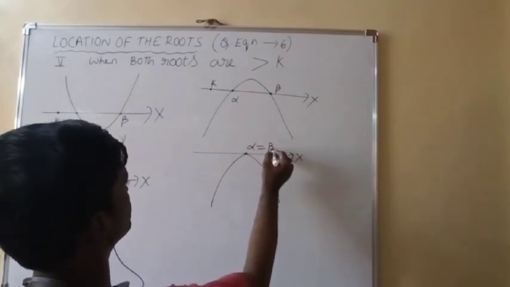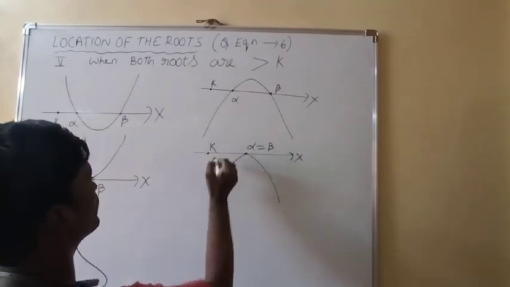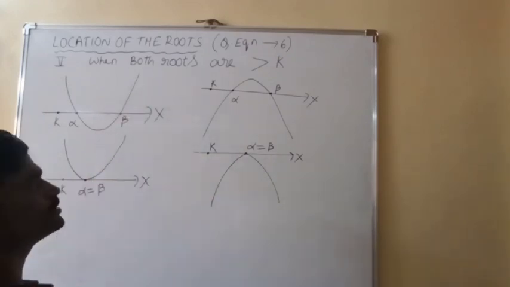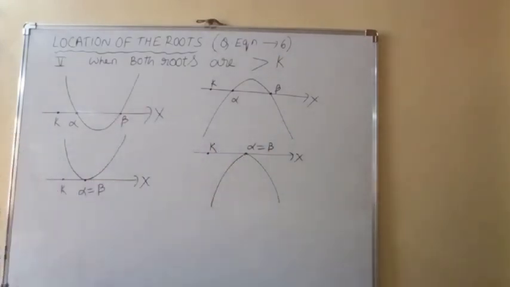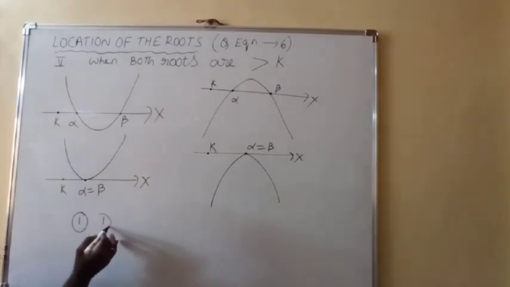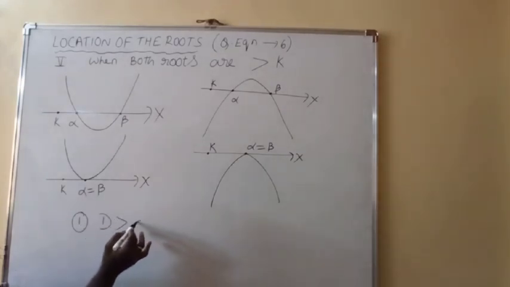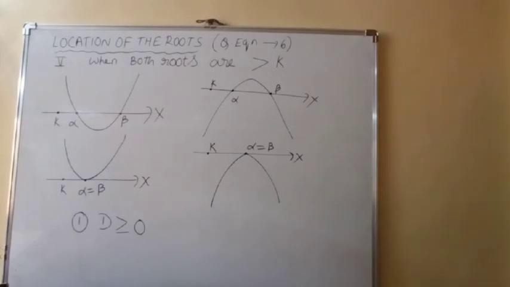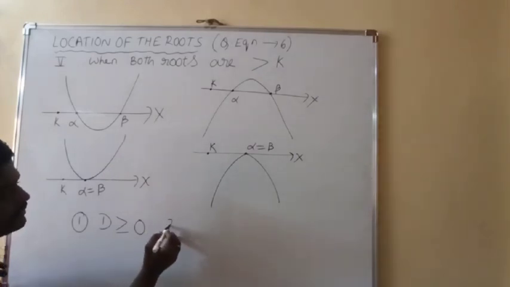This is only our alpha, this is only our beta, this is k. So when A is positive, these are the two possibilities. When A is negative, these are the two possibilities. And observe here also, the roots need not be distinct, they may be distinct or equal. So the first condition, what will we get? Discriminant greater than 0 or equal to 0. If roots may be distinct or equal, then discriminant greater than or equal to 0.